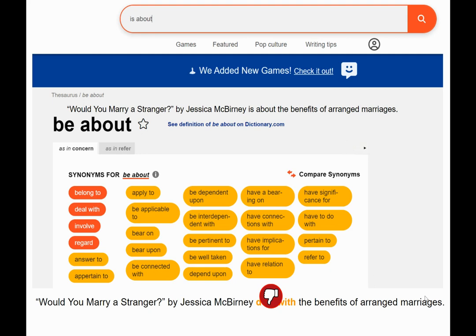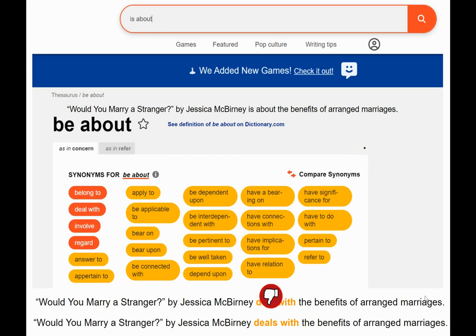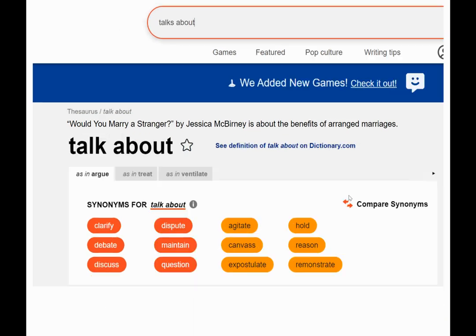When you are adding transitions, you have to make sure that the grammar fits the sentence that you already have. So instead, you would change it to, Would You Marry a Stranger by Jessica McBurney deals with the benefits of arranged marriages. That makes sense. If you feel like you typed this in and it came up with something else and none of these would really make sense, then you can try different ways to type it in.